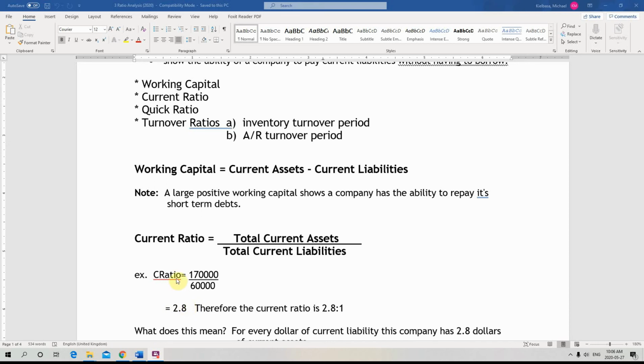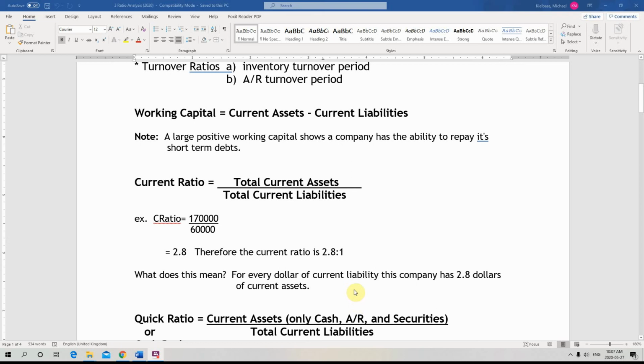Okay, so if we get an answer of 2.8, the way we read it is 2.8 to 1. Okay, so our current ratio is 2.8 to 1. Now, how do we read this? It ultimately says that we have $2.80 of current assets for every $1 of current liabilities that we have.